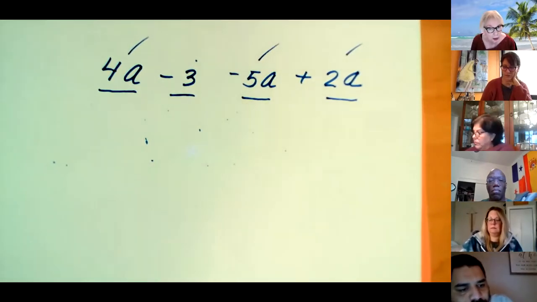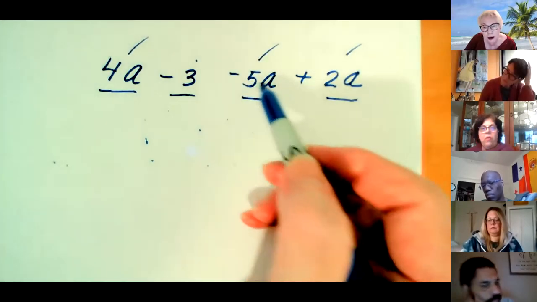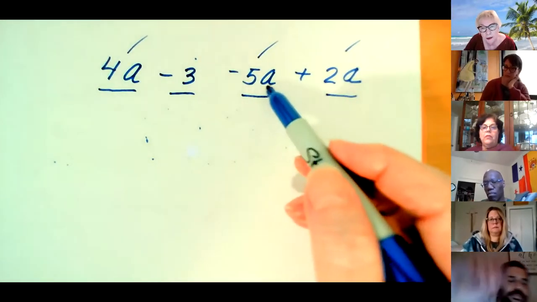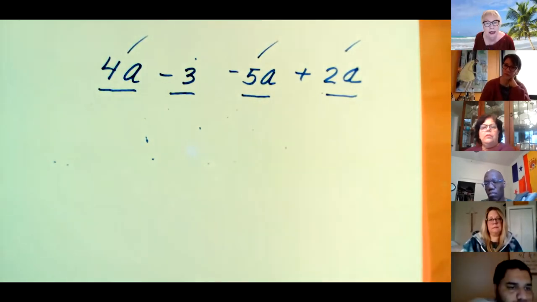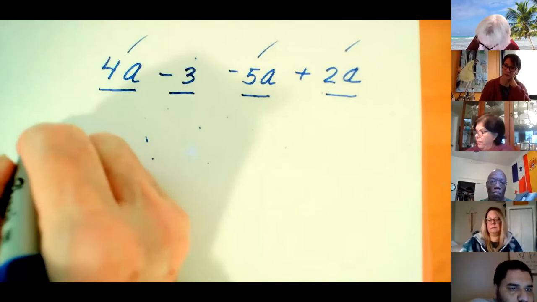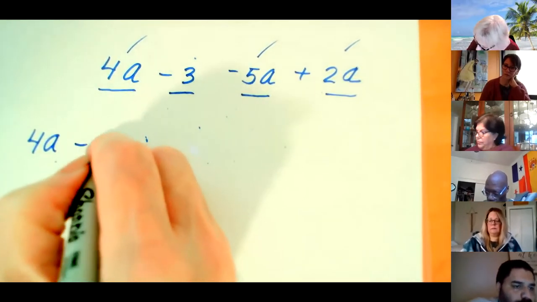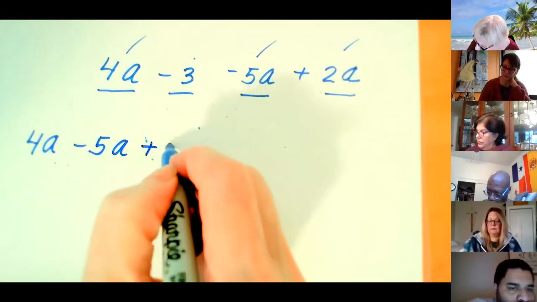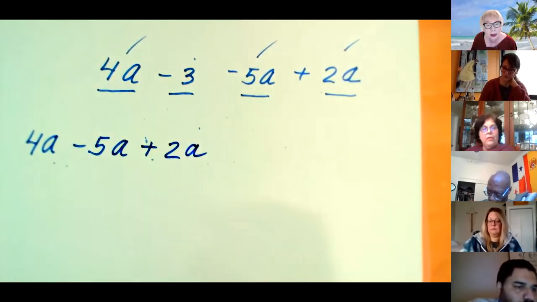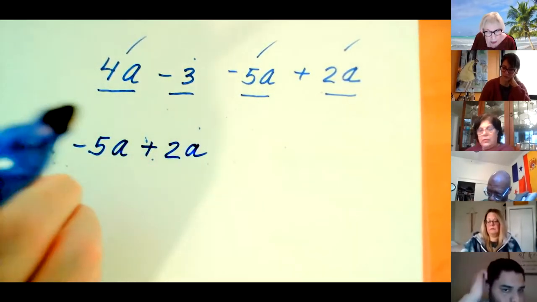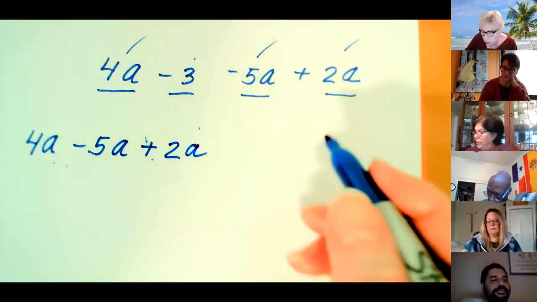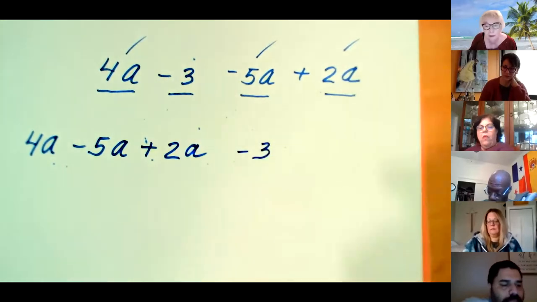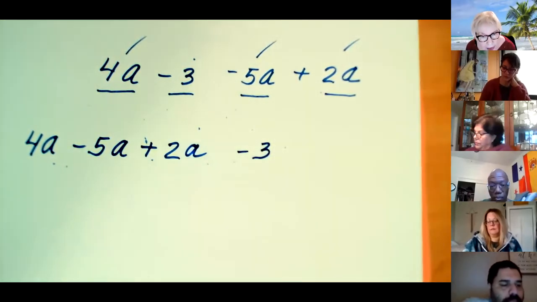They're both a terms. So the first one is 4 times a, minus 5 times a, or subtract 5a, and 2 times a. And so those are all alike, and so we need to put them together. So it's 4a subtract 5a add 2a. So we've got to find a way to put them together. And then this last one is just subtract 3. There's nothing to do for it, but just put it at the end.